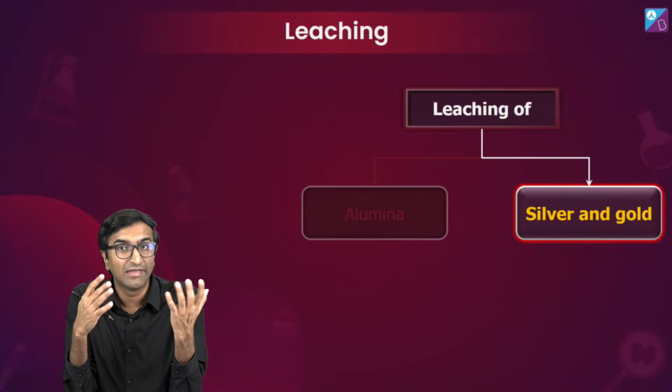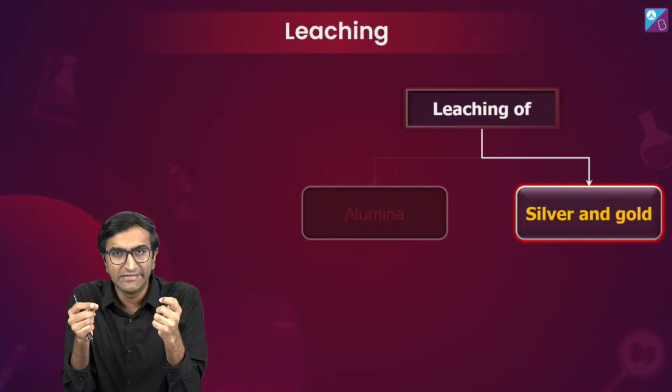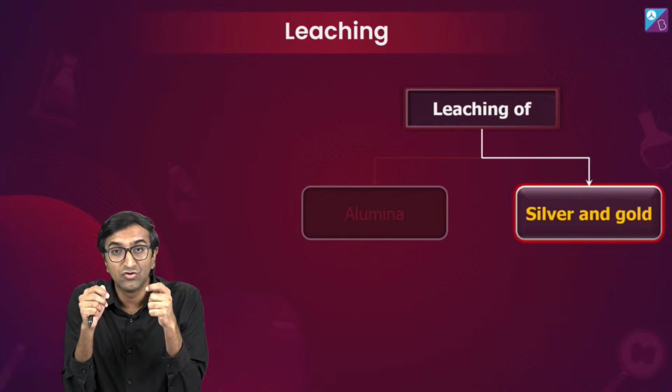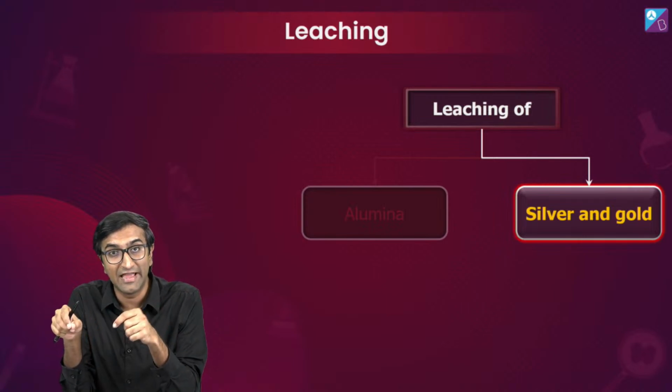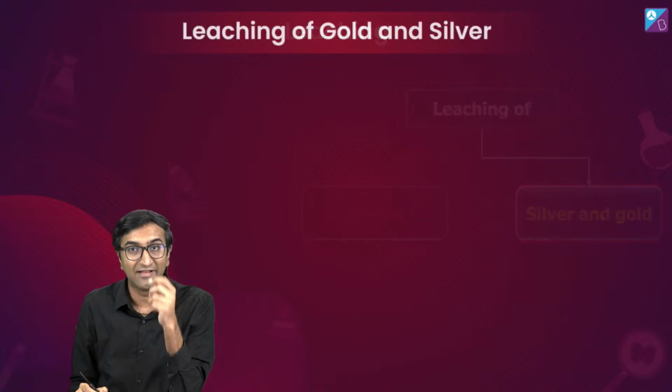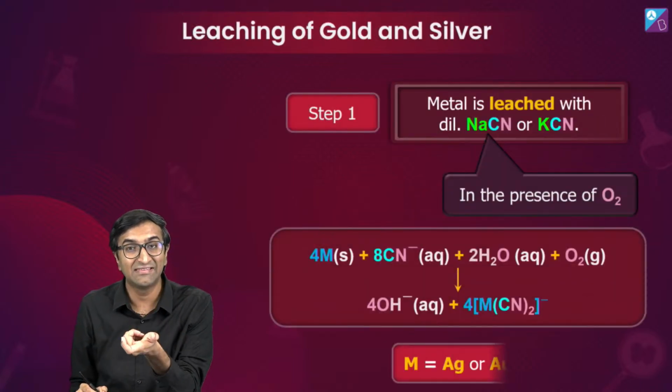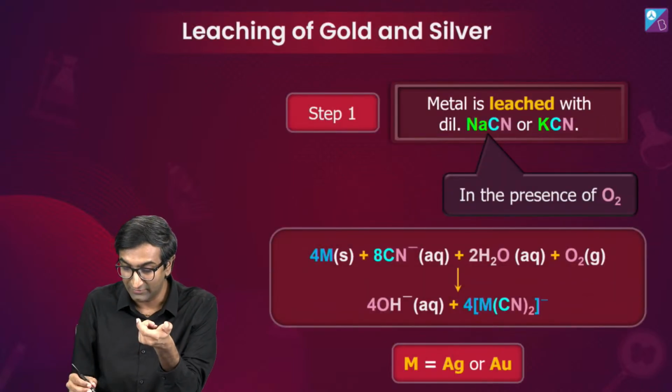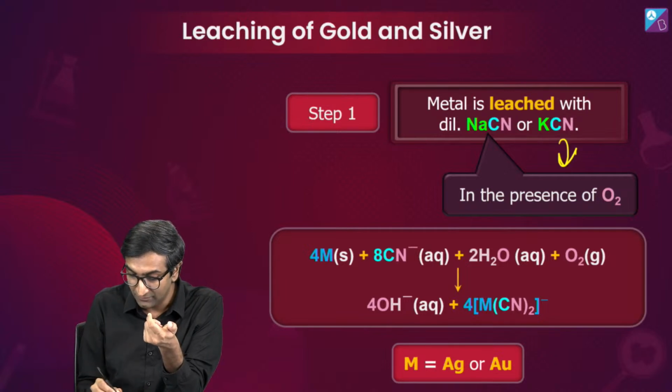Idea is the same. क्या कर रहा हूं मैं यहाँ पे? मेरे पास कुछ solid चीजें हैं, उसमें से मैं चाहूंगा कि जो metal है उसको dissolve कर दिया जाए using some sort of a leaching agent, some solvent. Now in this case the solvent is going to be a cyanide ion. NaCN या फिर KCN को use करके in the presence of oxygen we get this.